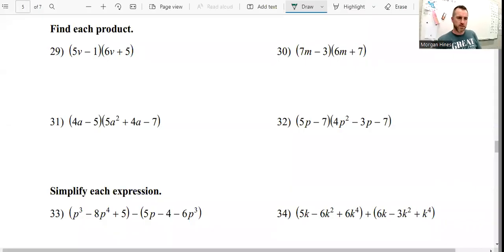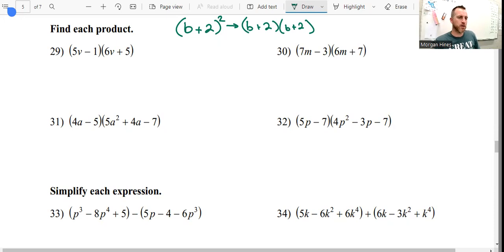Okie doke, let's do some operations with polynomials. The reason 29 and 30 are on there is almost more to do with this than with these problems. But I want you to realize that b plus 2 squared is b plus 2 times b plus 2. So you have to treat it just like you do 29 and 30.